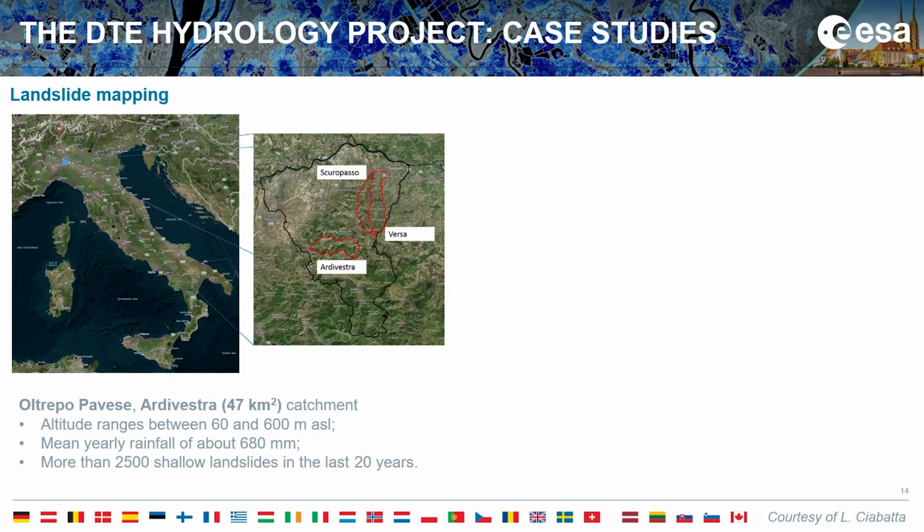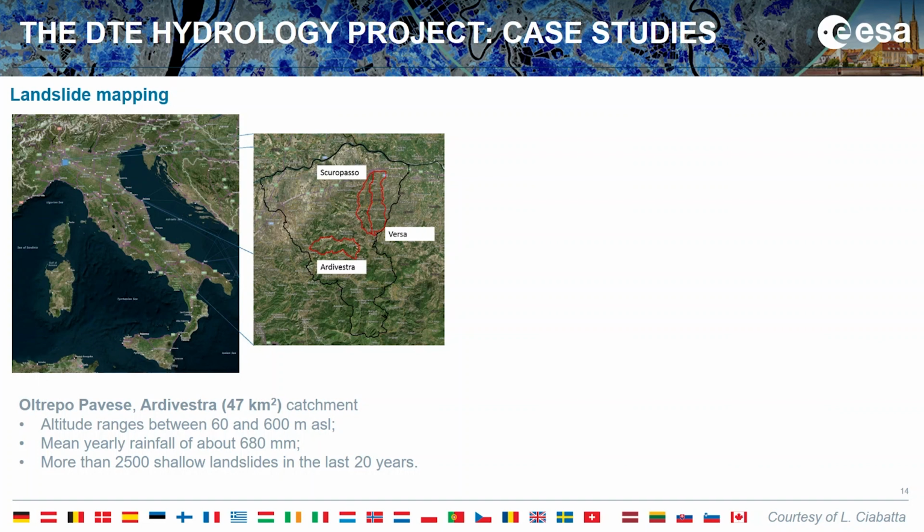In an analogous way, what can be done for landslides is the landslide risk mapping. I would like to thank here Luca Ciabatta, because in this case I'm basically presenting his work. He is the expert of landslides at CNR-IRPI.